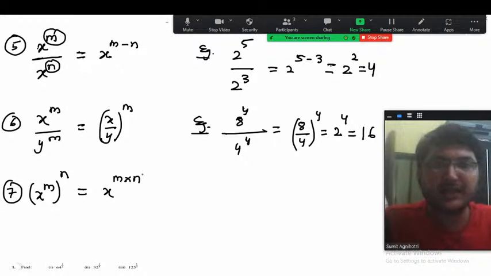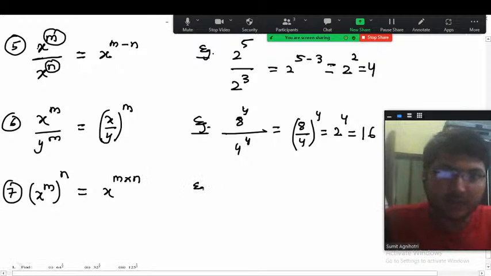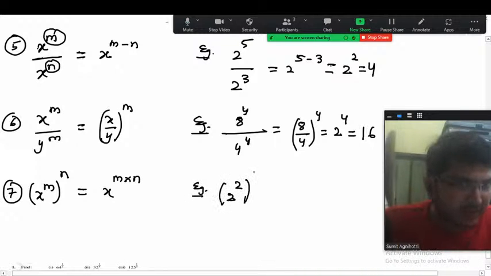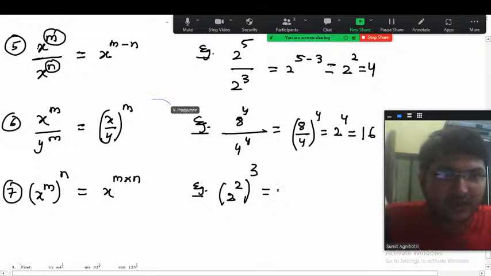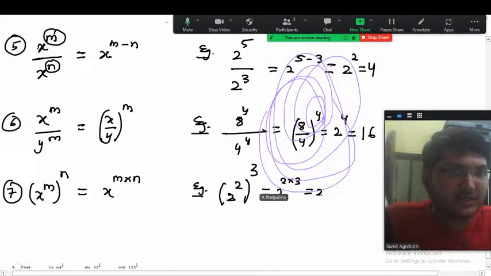Let's say I'm having 2 raised to the power 2 and then we are having whole power raised to 3. There are two ways to solve this. One way is there in which we can just use this power rule and we can multiply these two powers and we will get 2 raised to the power 6.